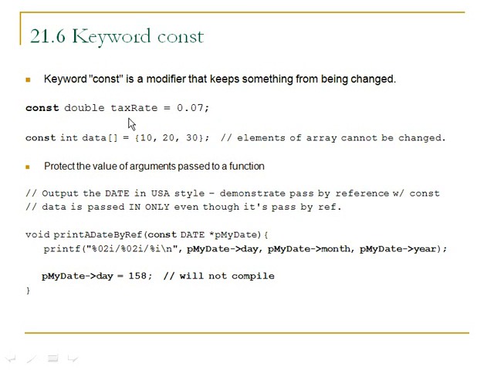What we're doing is we're defining this variable to not vary. As long as this program runs, we don't want this variable to ever change from 0.07. So you cannot write a line of code that says tax rate gets 10.0, for example. This variable is defined to be protected at its initialized value. You can also use the const keyword to prevent array elements from being changed. So here's an example of using the const keyword to protect the data in this array.